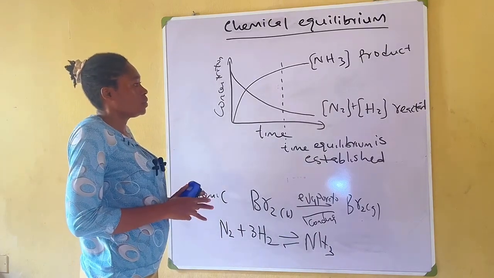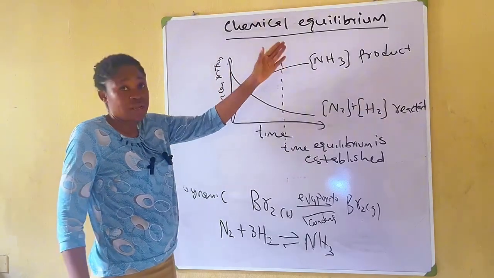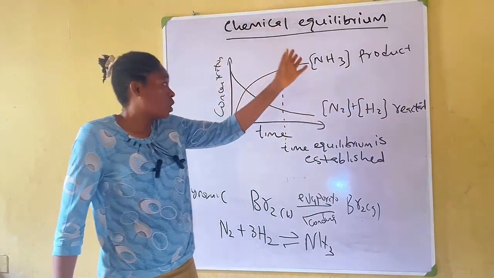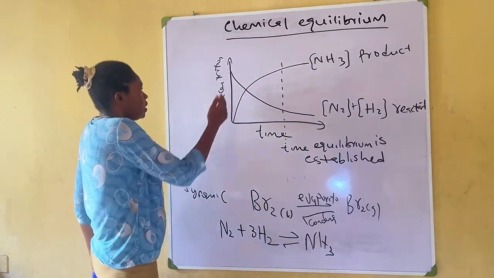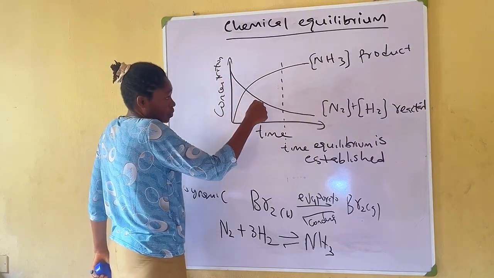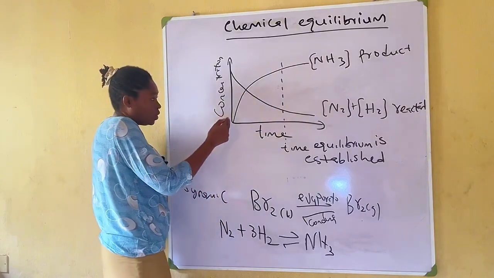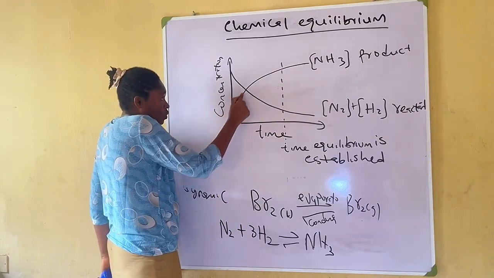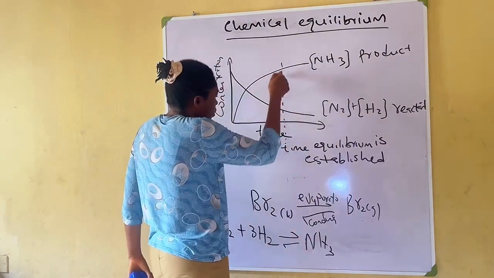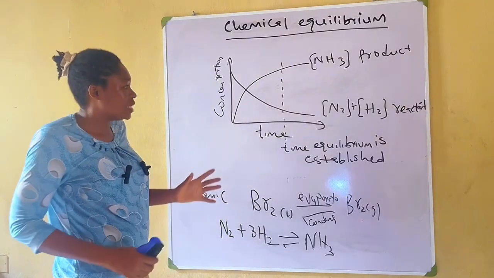Let's look at a graph that shows the dynamic equilibrium between nitrogen and hydrogen, which are the reactants, and ammonia, which is the product. You can see the concentration of the reactants decreases to a constant value, while that of the product rises from 0 to a constant. So this is the point, the time at which equilibrium is established between the reactants and the product.